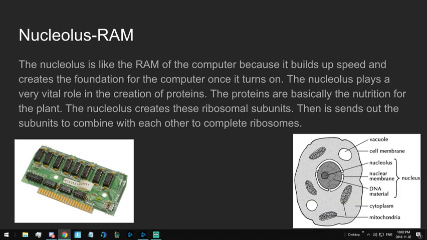So the nucleolus would practically be the RAM. The nucleolus is like the RAM of the computer because it builds up speed and creates the foundation for the computer once it's turned on. The nucleolus plays a very vital role in the creation of proteins. The proteins are basically the nutrition for the plant. The nucleolus creates these ribosomal subunits, then sends out the subunits to combine with each other to complete ribosomes.